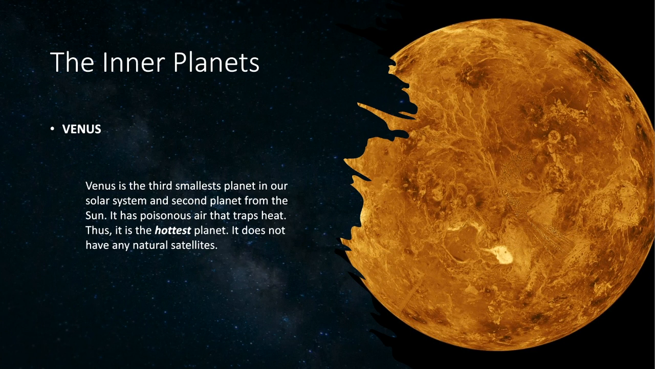So the planet we are looking at now is Venus. Venus is the third smallest planet in our solar system. Venus is the second planet from the Sun. Sometimes it is called the sister planet of Earth because they are quite similar in size and in gravity. Venus is the brightest planet in our solar system and it can be seen in daylight.